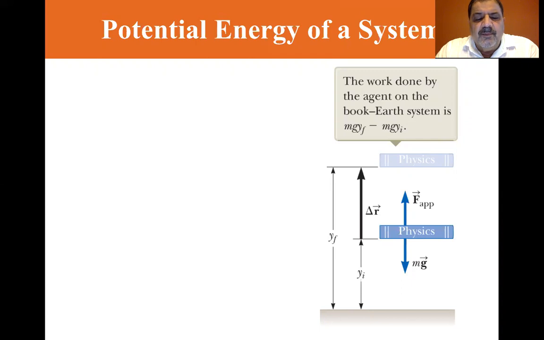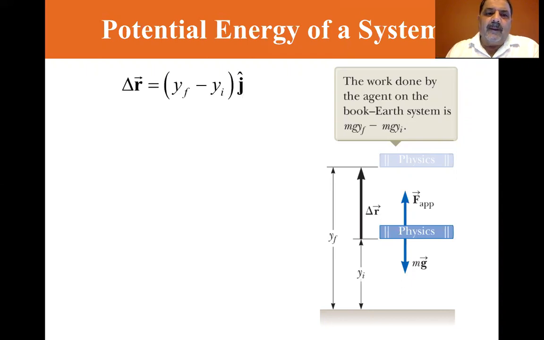So imagine the system of the book and the Earth shown in the graph here, interacting via gravitational force. You lift the book slowly from rest through the vertical displacement Delta r equals y final minus y initial times the unit vector j. That's j in the y direction. The work done on the system must appear as an increase in energy of the system. The book is at rest before and after we perform the work, so the energy change in the system is not in the form of kinetic energy. The work-kinetic energy theorem does not apply. The energy must appear as some other form of energy stored.